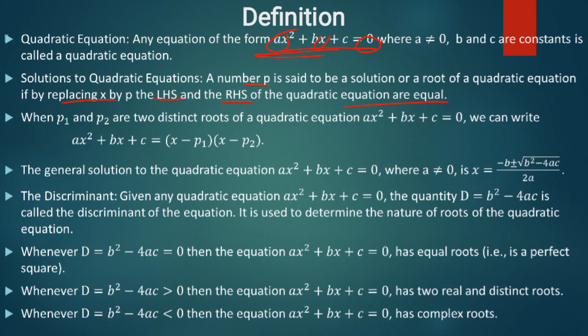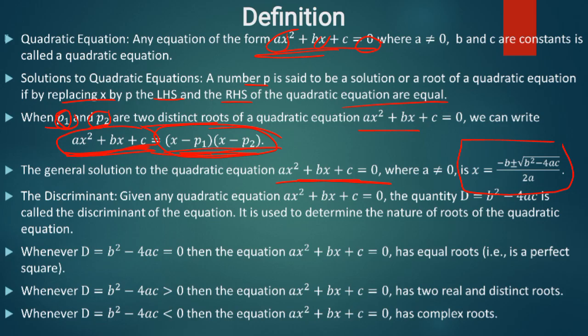Okay, so when we have p1 and p2 as two distinct roots of a quadratic equation, it means that this quadratic equation can be expressed in this form. Note the x minus p1, x minus p2. The general solution to a quadratic equation of this form is always given as this. I know you call it the almighty formula, so that's the general solution to it.